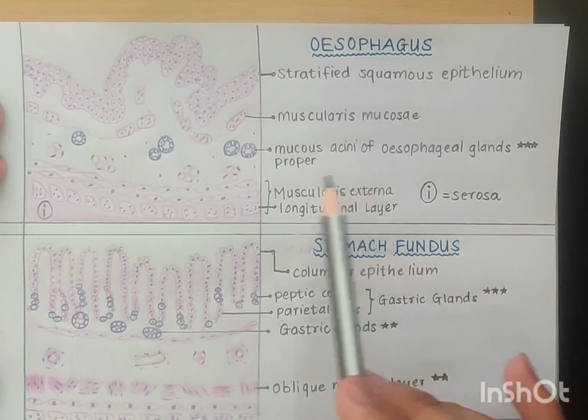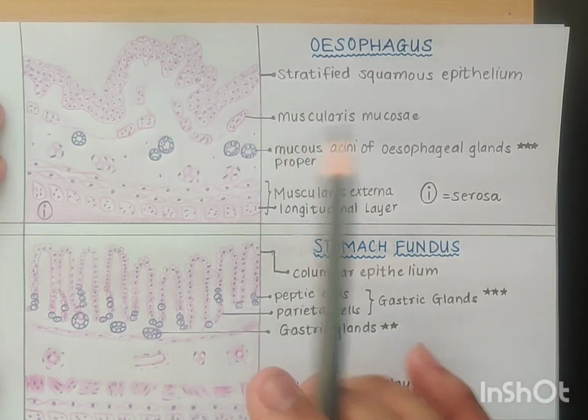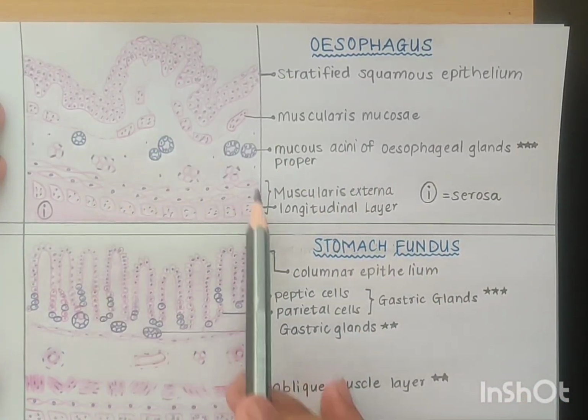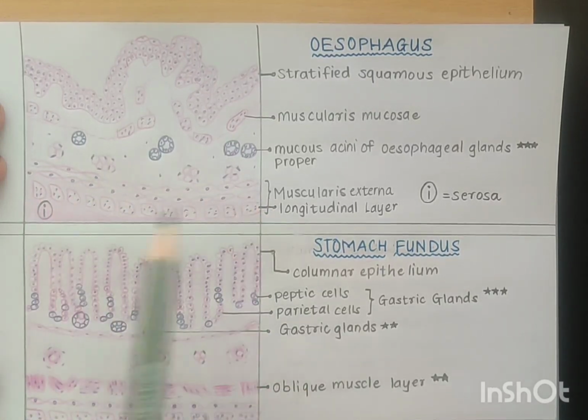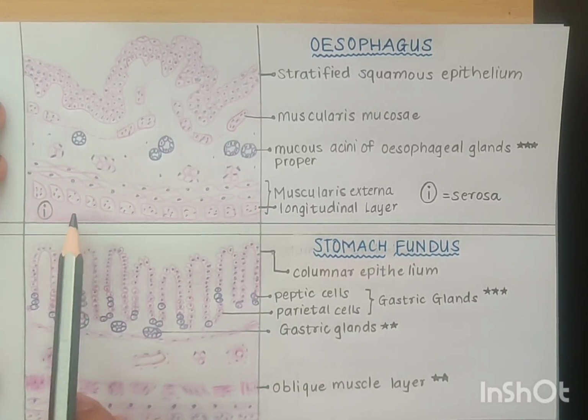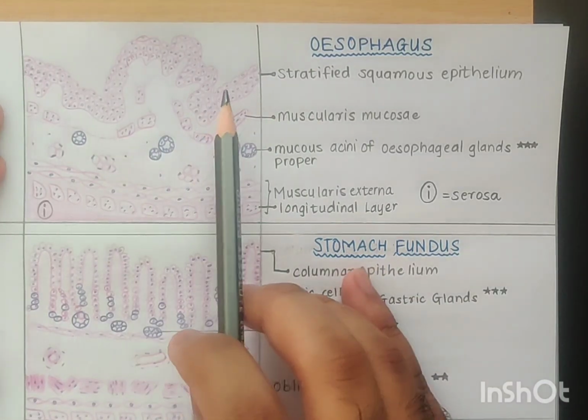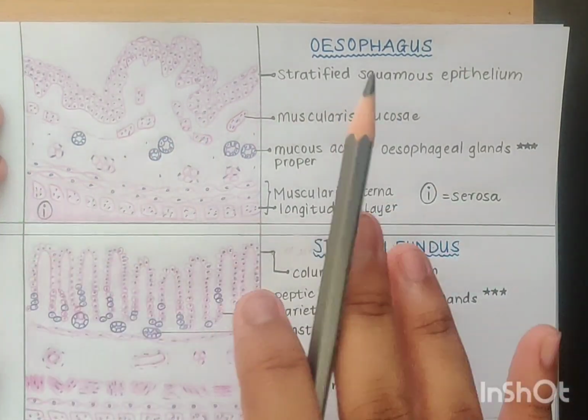Then we'll have the muscularis externa, which will have the inner circular and the outer longitudinal layers. Mostly, except for the stomach and colon, there will be some modifications in this layer, which will be a significant feature. Then we'll have the serosa or the adventitia outermost. So these are the basic layers for any GIT structure.